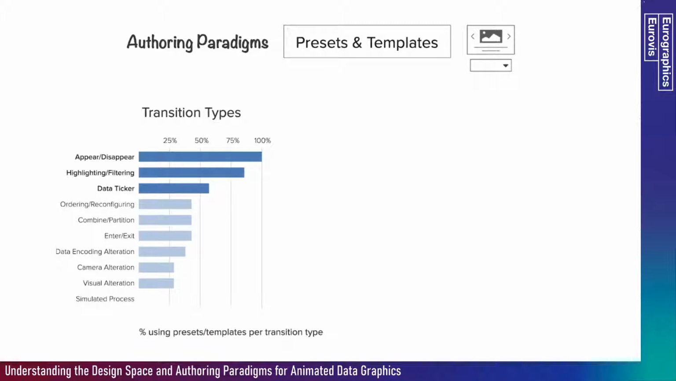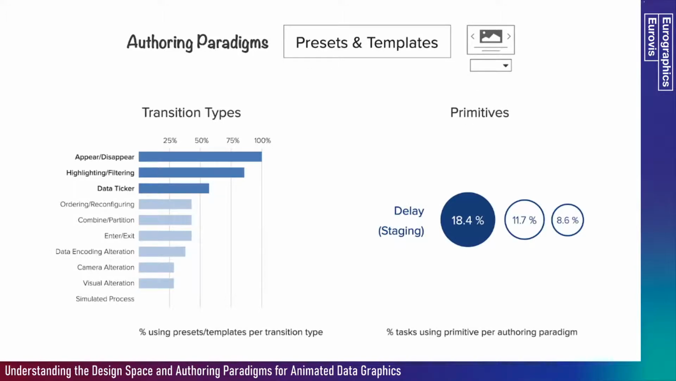Designers preferred presets and templates for simple animations such as appear and disappear. Paradoxically, designers also prefer templates for complex, yet often used transitions such as highlighting, filtering, and data ticker. Furthermore, designers prefer templates to reuse delay-based pacing effects such as staging.